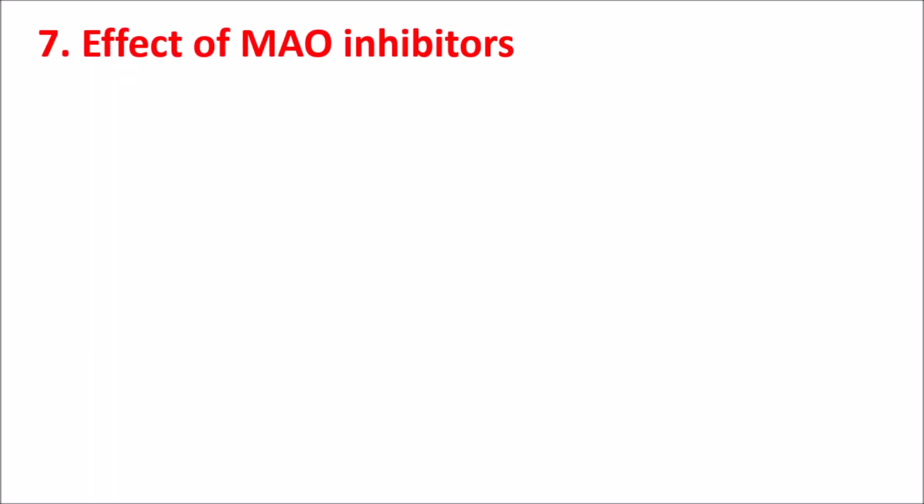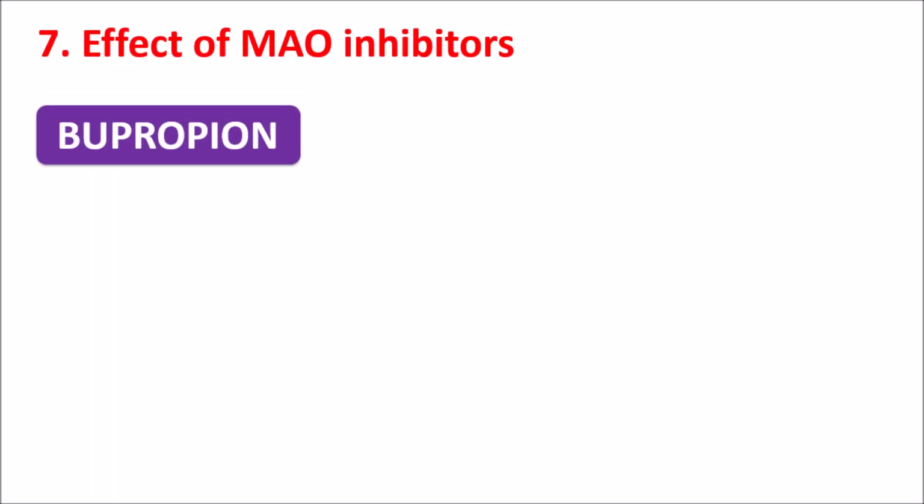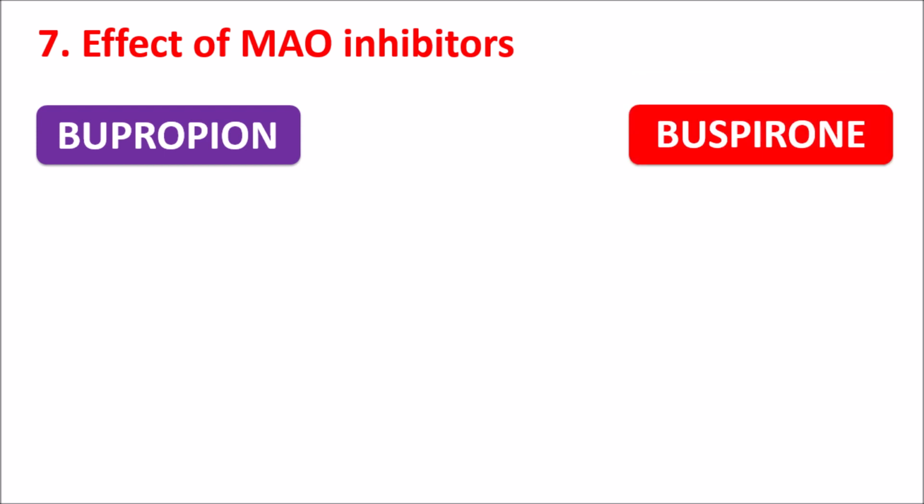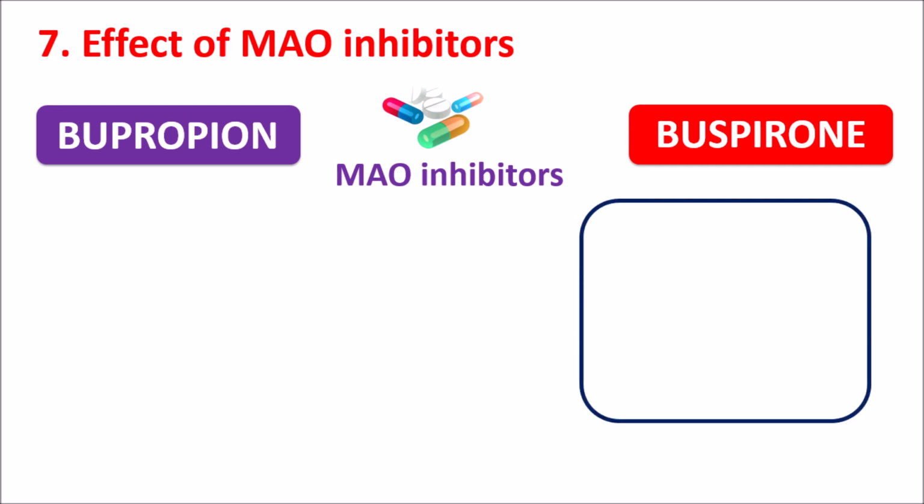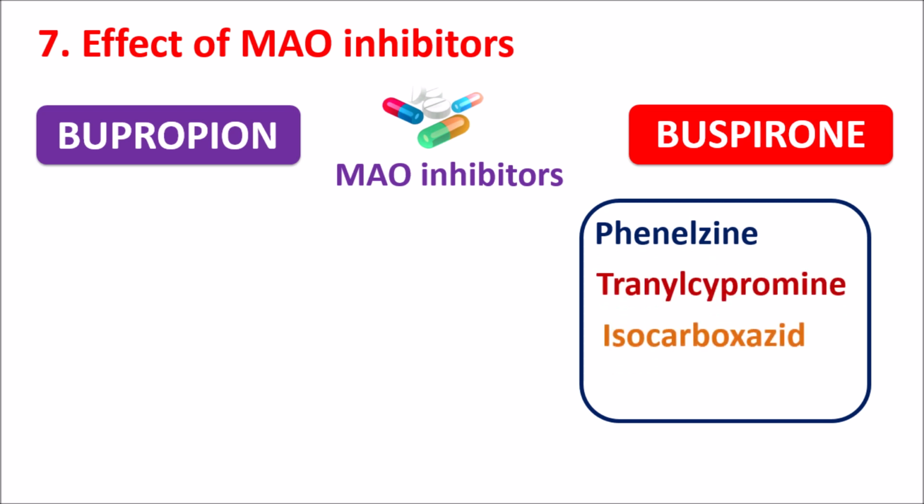Seventh one is the effect of MAO inhibitors. At this point, again, bupropion and buspirone show similarity. MAO is one of the cleavage enzyme, monoamine oxidase. This monoamine oxidase can produce the metabolism of catecholamines like norepinephrine, dopamine as well as 5-HT. So when MAO inhibitors are used along with these two drugs, they can show few of the drug interactions. So drugs like phenelzine, tranylcypromine, isocarboxazid, even antibiotics like linezolid, all these drugs are having MAO inhibitory activity.